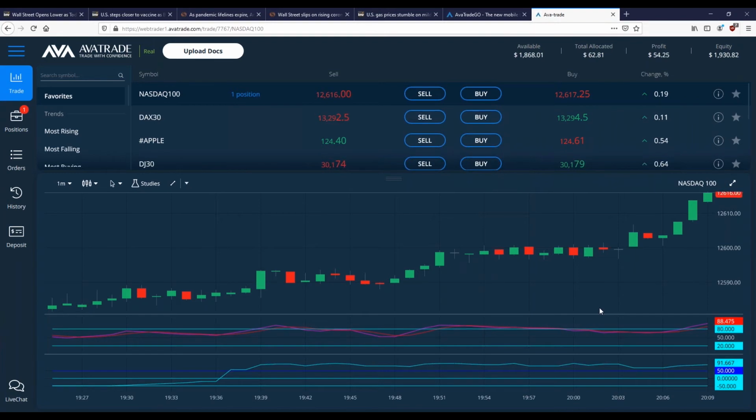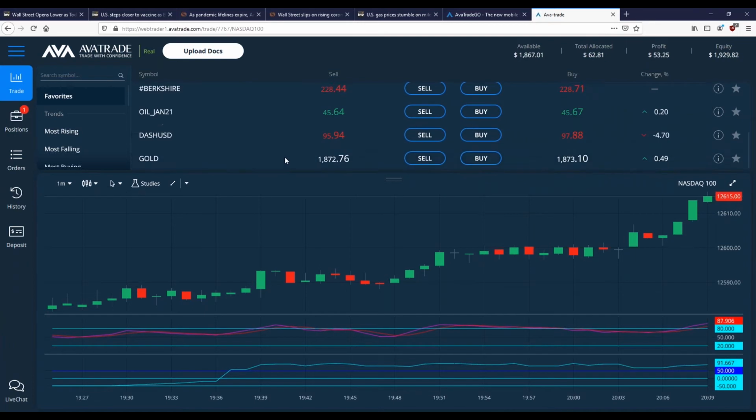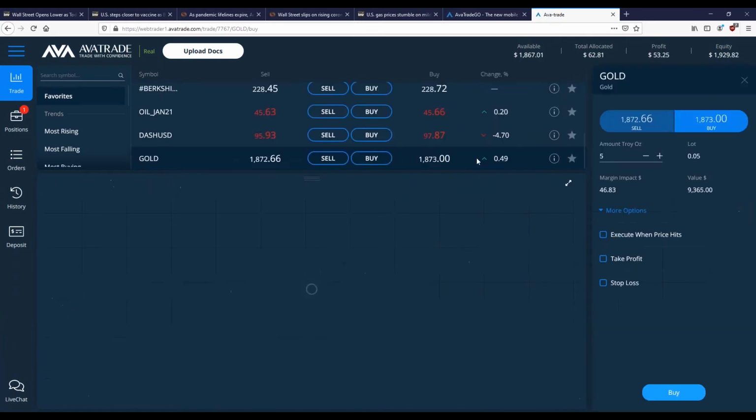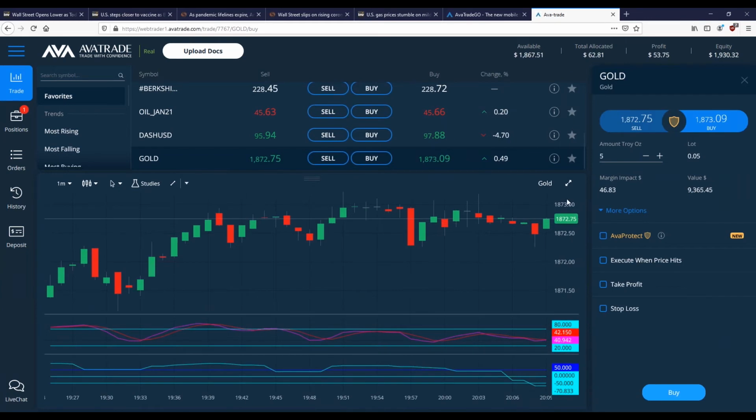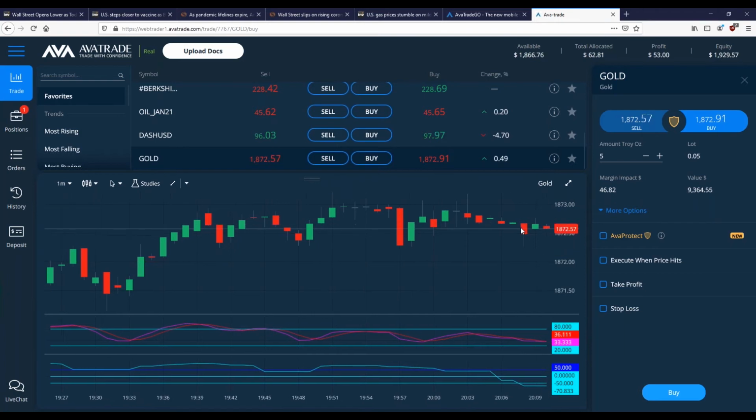Now, I mentioned AvaProtect. So if we go to an asset like gold that has it available, let's say I'm buying on gold, and by the way, this web trader platform is an interface that allows you to trade on your MT4 or MT5 account right from here. So this is trading on an MT4 account. It's not a separate account to use the web trader. It's just another option for trading on your existing account.